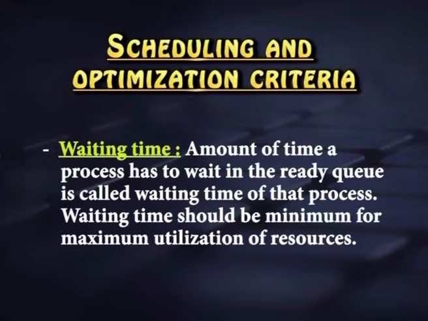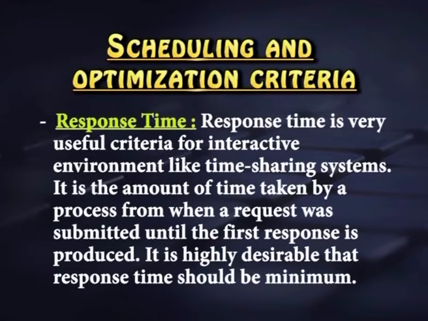Fourth one is waiting time. Amount of time a process has to wait in the ready queue is called waiting time of that process. Waiting time should be minimum for maximum utilization of resources. Last is response time. Response time is a very useful criterion for interactive environments like time sharing systems. It is the amount of time taken by a process from when a request was submitted until the first response is produced. It is highly desirable that response time should be minimum.